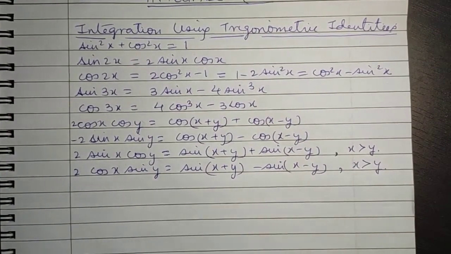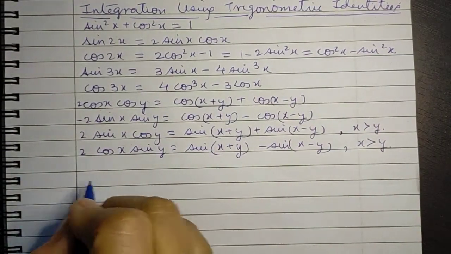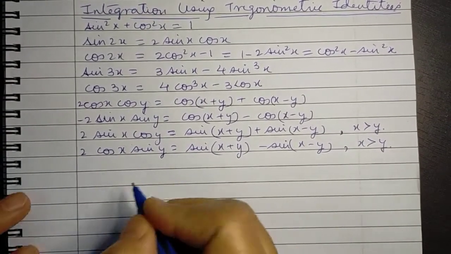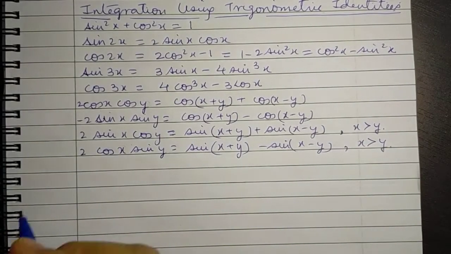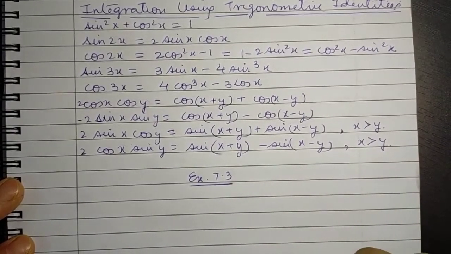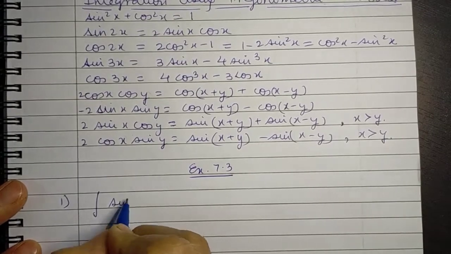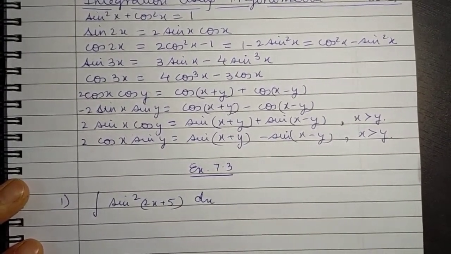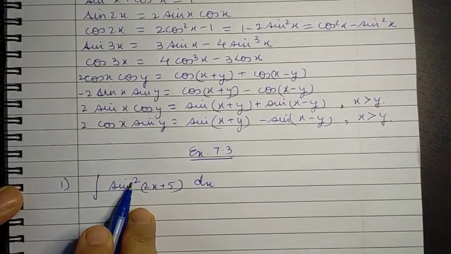Now, using them we are going to do the integrals. The integrals get simplified to a stage where we can easily solve them. So let's see how. Let's start with exercise 7.3. Question number 1 says integral of sine squared (2x plus 5) dx. So it's a function of a function of a function.